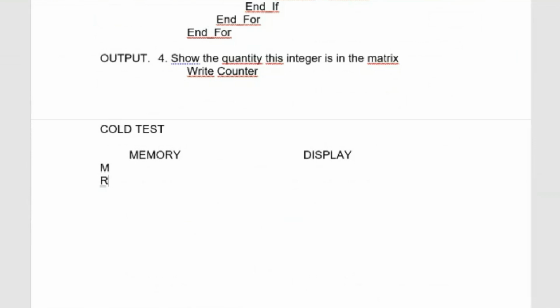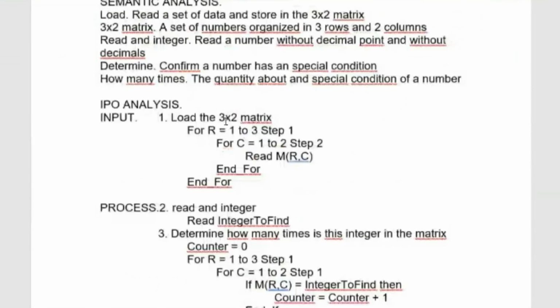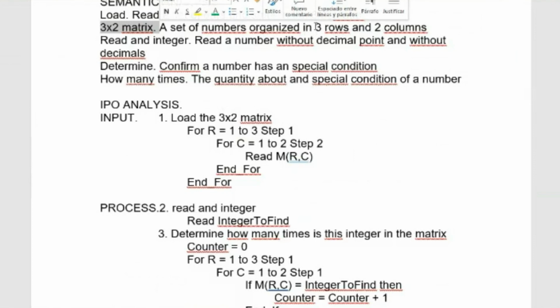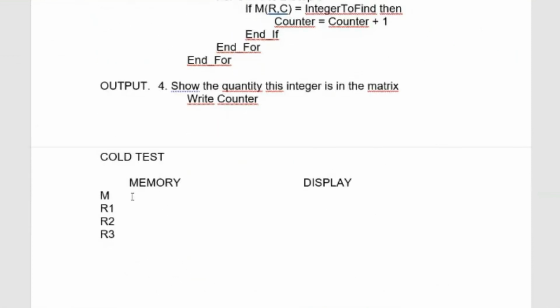Row 1, row 2, row 3, because this is a 3 by 2 matrix. That means, remember, 3 rows, 2 columns. Okay. And the columns are here, column 1 and column 2. Very easy. Now R for the rows, C for the columns.